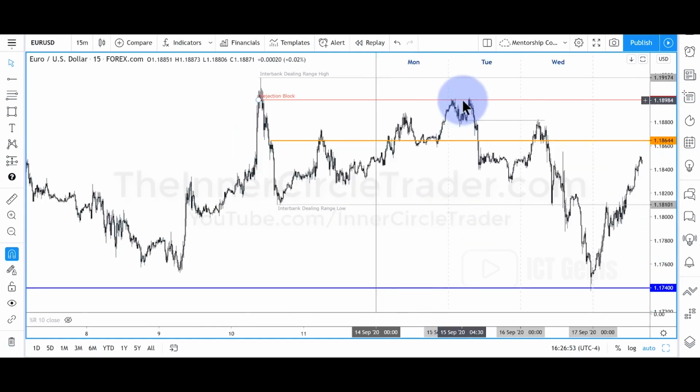Price goes up on Tuesday, trades to the rejection block, and look how far we are above that orange line. Again, that's equilibrium. So anything above this line is a premium. That's where your high probability shorts are going to occur. But you have to have it in reference to a specific price range. This is the dealing range in which the algorithm is going to work within. It doesn't need to go up above this high here because it's already done so.